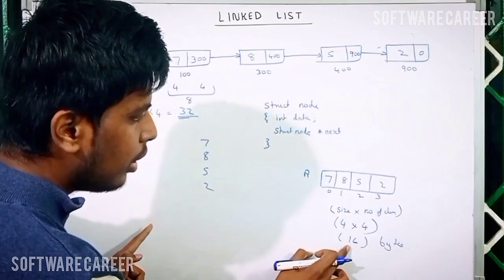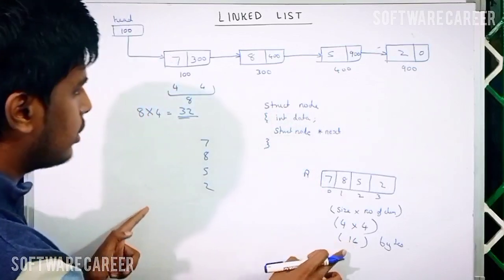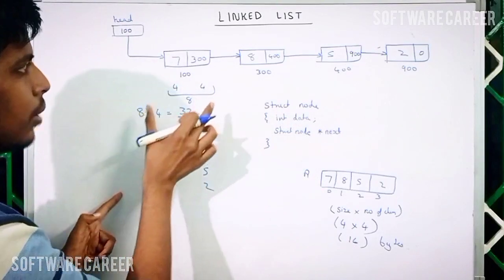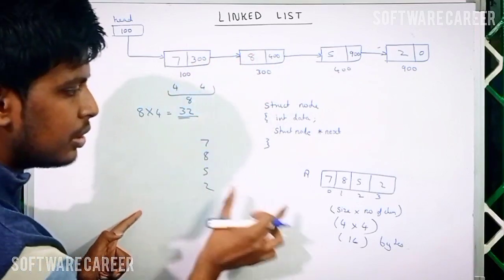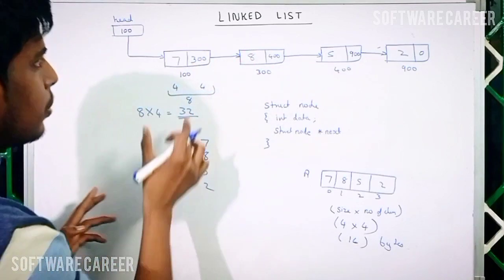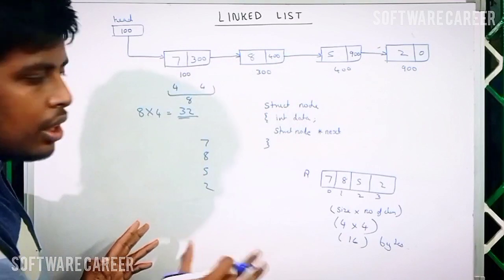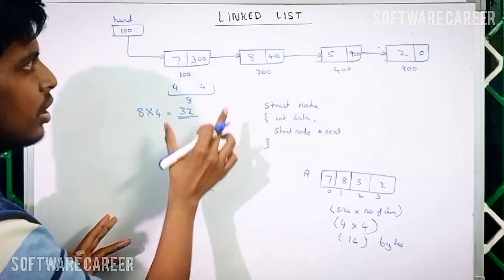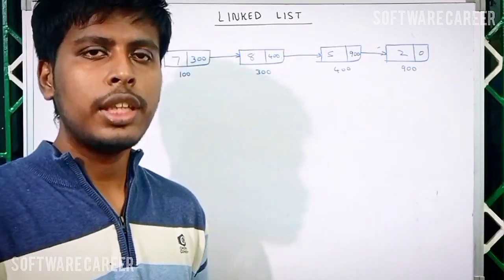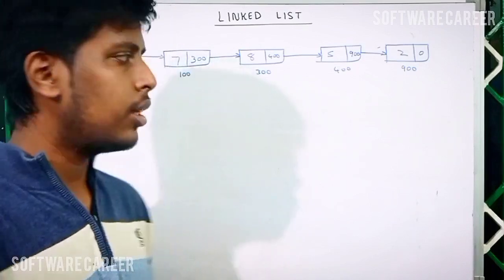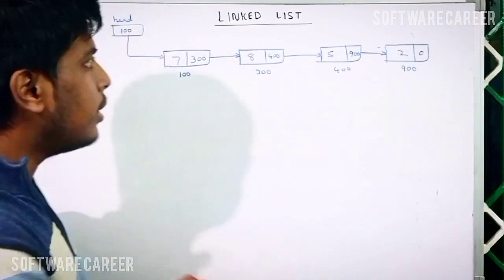But in array, if you see, that is 16 bytes. So the memory required for linked list is double the size of array. So memory required in linked list is more compared to array. This is the drawback in linked list. Now I am going to teach you the time complexity taken for inserting an element into array and linked list.